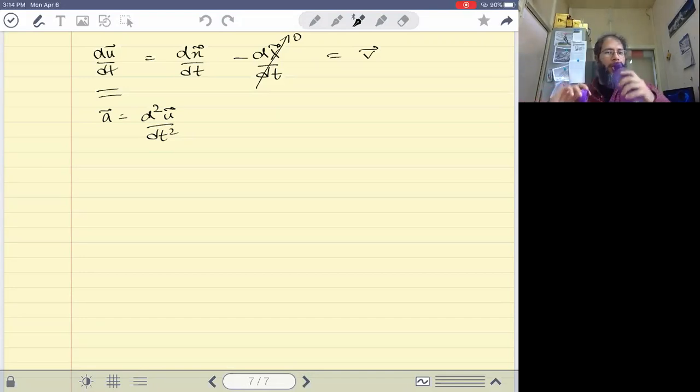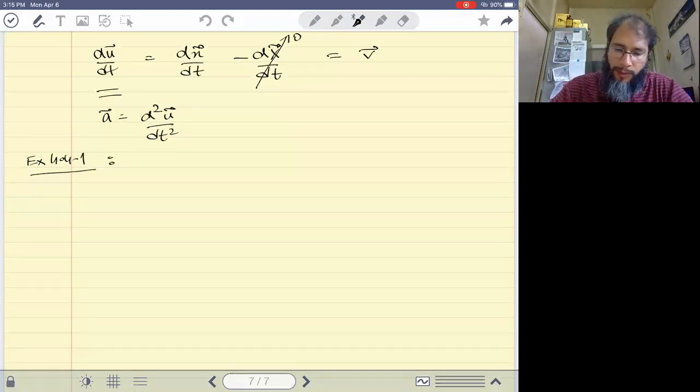Any questions? At this stage, we can try example 4.4.1. So it says that you take the description of motion as in 4.3.1 and you find the displacement field in both Lagrangian as well as Eulerian descriptions.